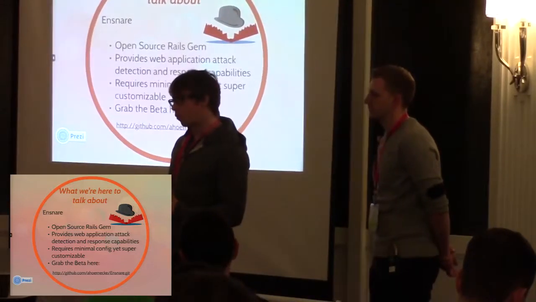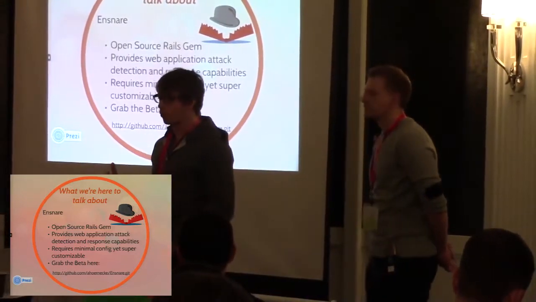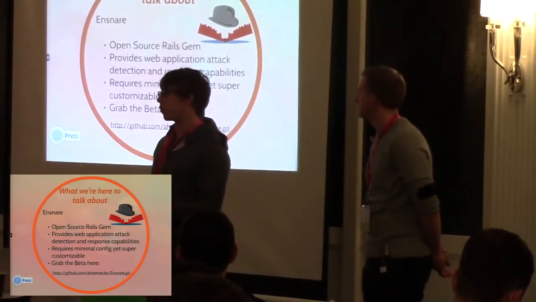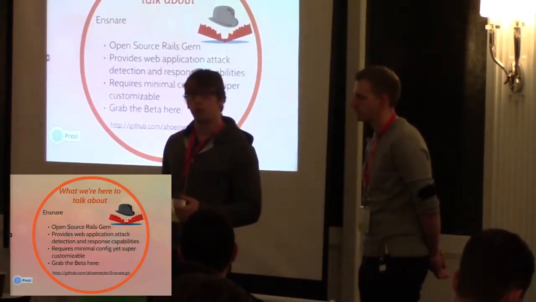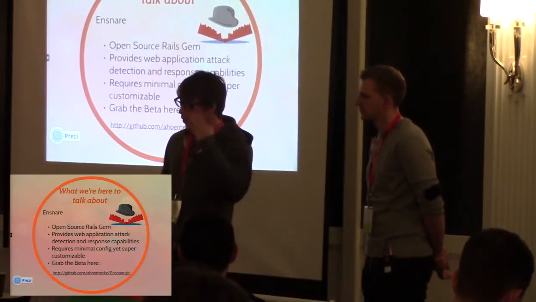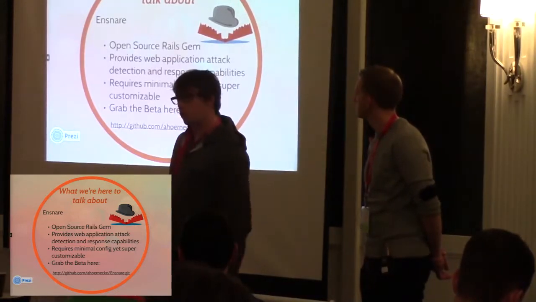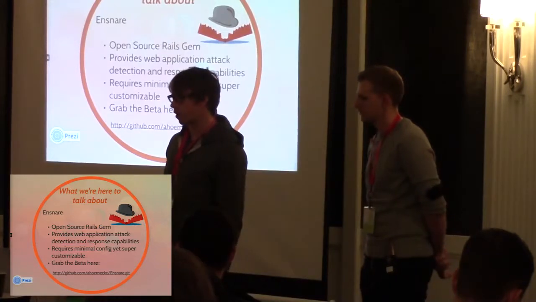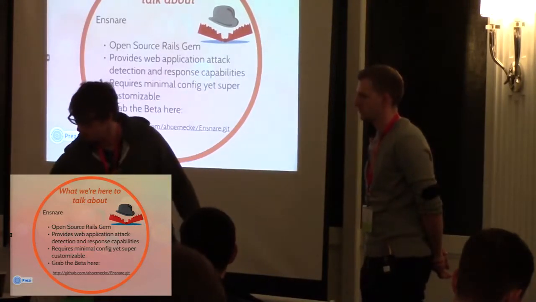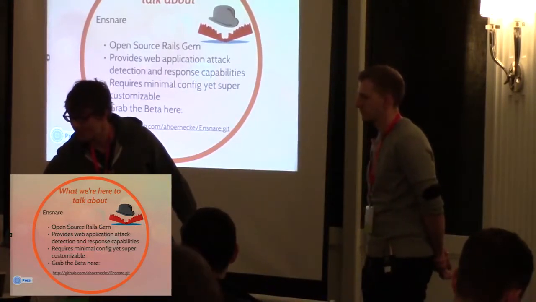So Ensnare is an open source Rails gem that provides web application attack detection and response capabilities. It's also a gem that requires minimal configuration, yet it's super customizable. We'll get into the details here, but if you want to grab the beta, that's the link. We just recently open sourced it a few days ago. We need people to test it, so please check it out.